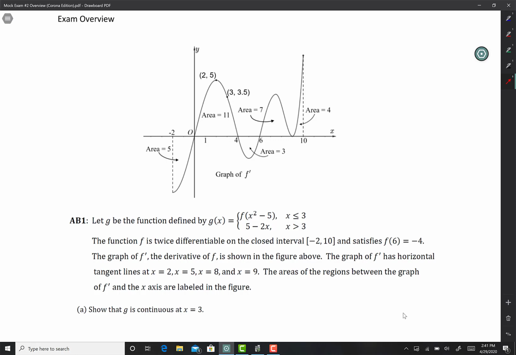So please, guys, make sure you're doing calculus every day. We only got 2 weeks left. This is not my exam. This is an exam created by Brian Passwater. And let's get right into it.